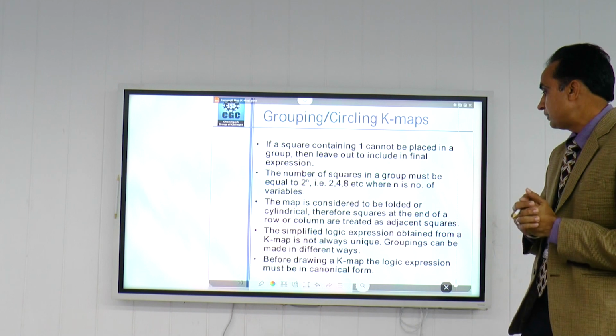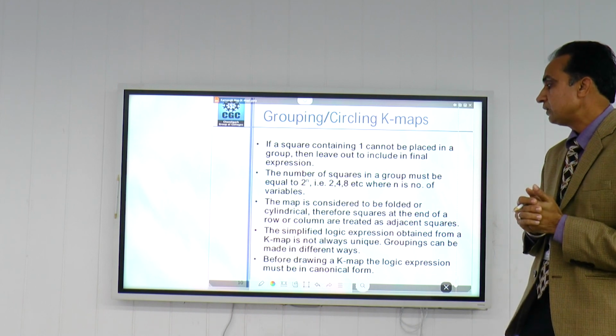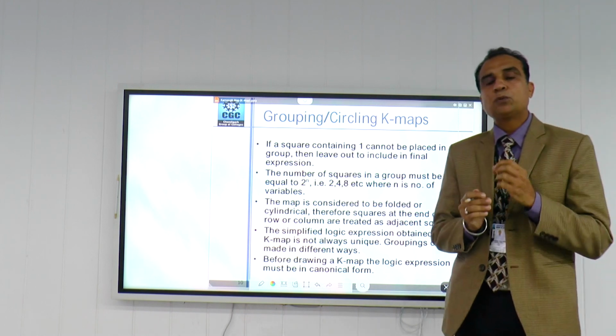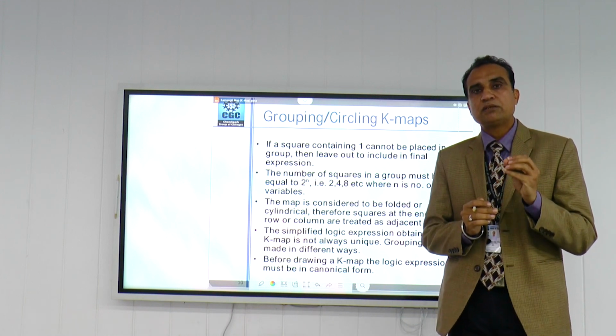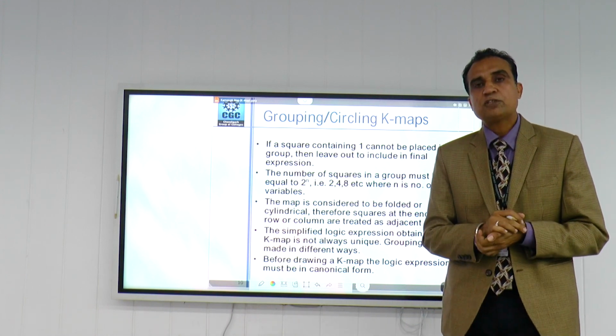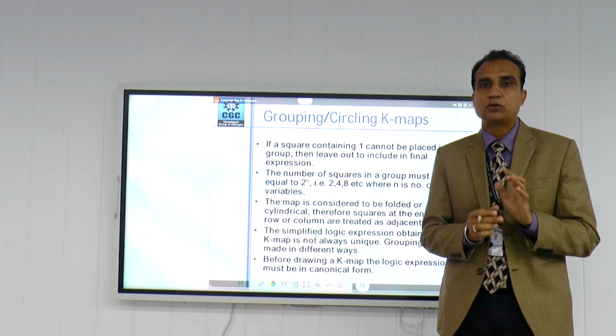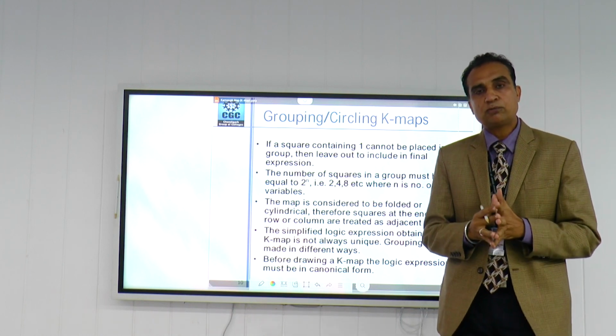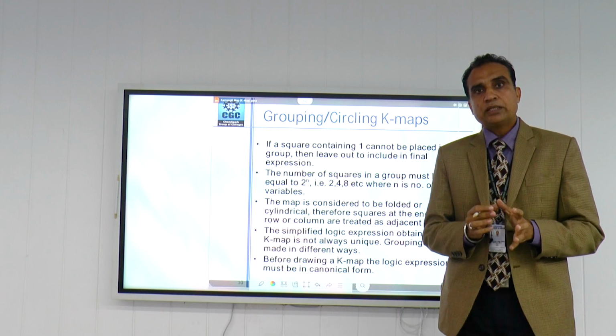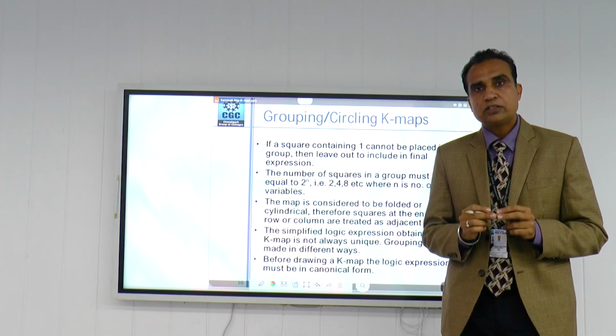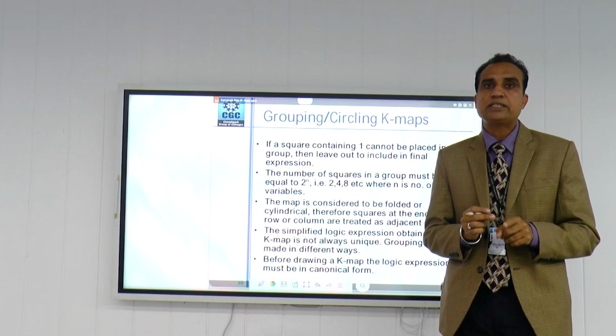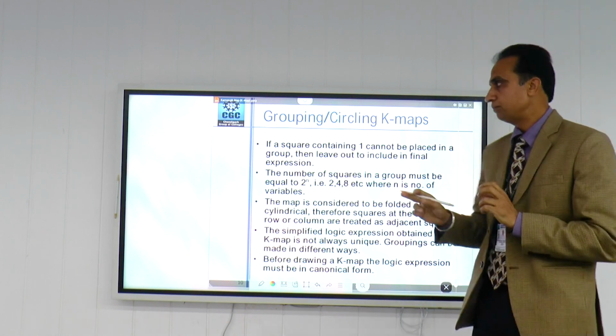Before drawing the K map, the logical expression must be in canonical form. When we are going to implement the equation with the help of a K map, first of all the equation should be in canonical form. What is canonical form? I already explained you. If the equation is not in canonical form, then we have to change that equation into the canonical form.